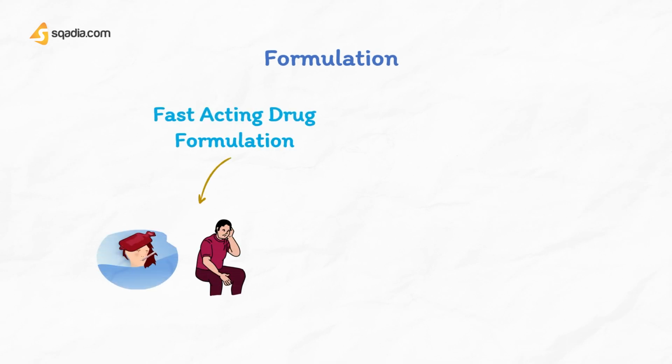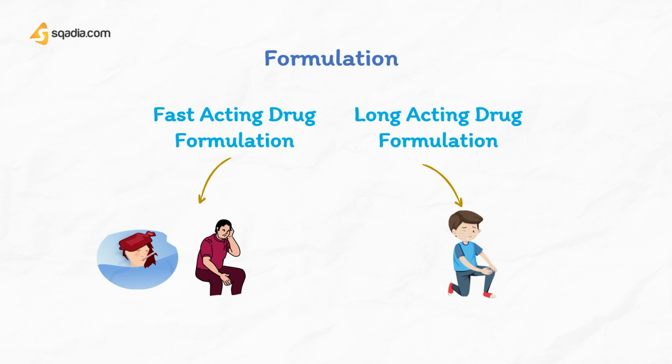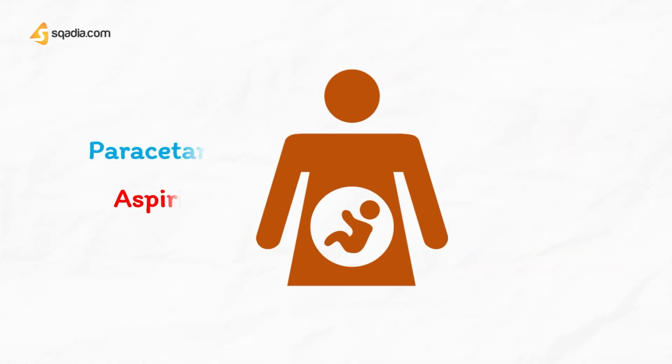Now, if we talk about the NSAIDs on the basis of formulations, fast-acting drug formulation is suitable for fever, headache, and other short-lasting pain, while longer-acting drugs or sustained-release formulations are appropriate for chronic arthritic pain. In pregnancy, paracetamol is the safest among analgesics, while low-dose aspirin is probably the second best.